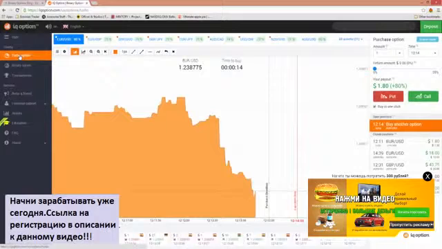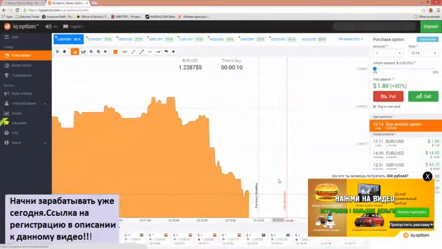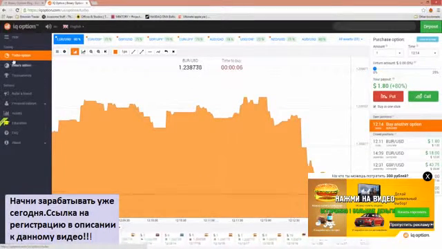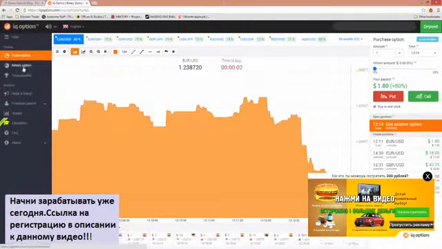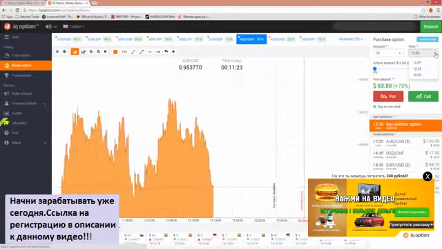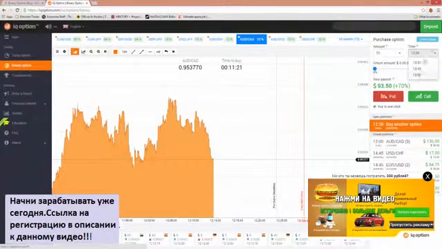Also, they have very high returns, and so far I've had a very good experience with them. So let's have a quick look. On the left hand side you have the menu here. You can choose between turbo option and binary option. Turbo option is their short-term trades, and binary options are the longer-term trades that go up to 1 hour expiry.